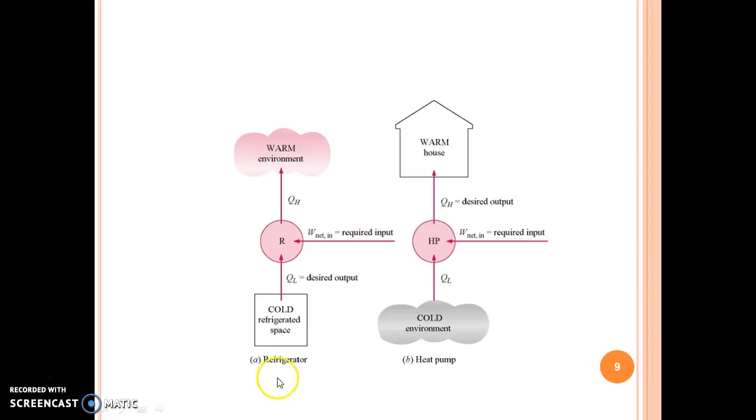This is the difference between the refrigerator and the heat pump. You can see the difference in desired output: extract heat from the low temperature source, supply heat to the high temperature source.